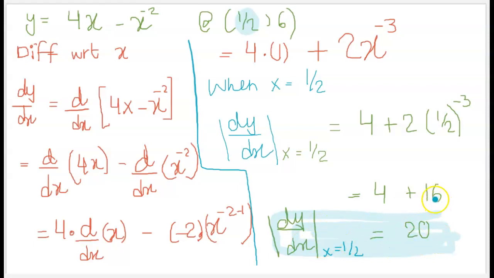Yeah. Why it becomes 16? Because you see this is half to the minus 3, which will make it 2 to the cube, and 2 cubed is 8. 8 times 2 is 16. 16 plus 4 is 20.